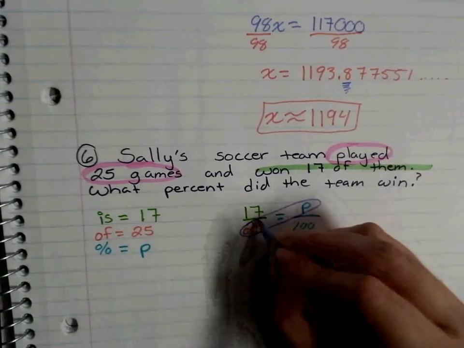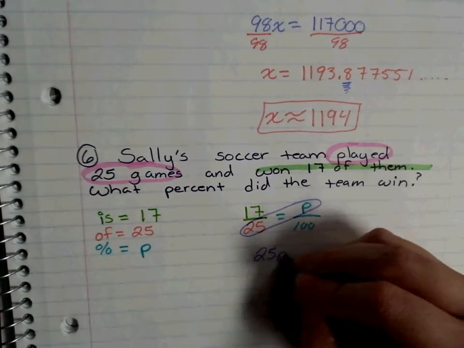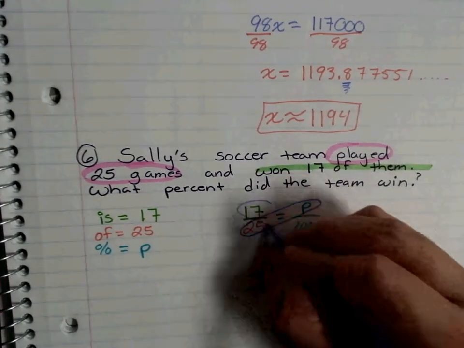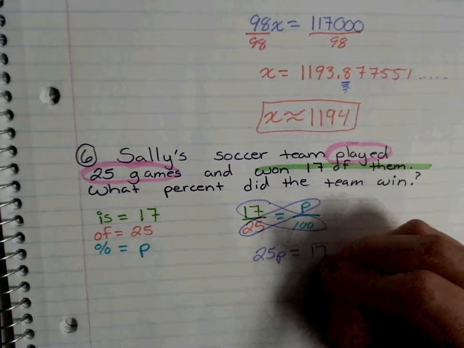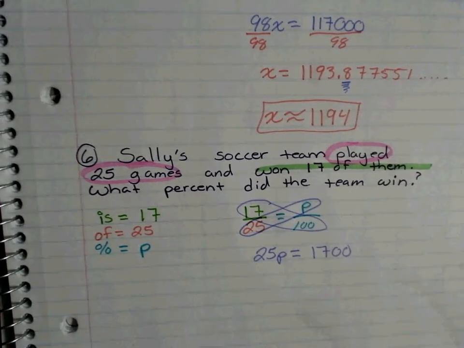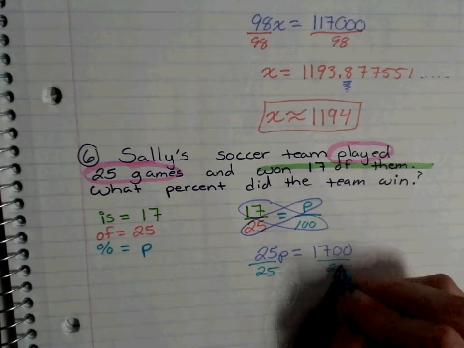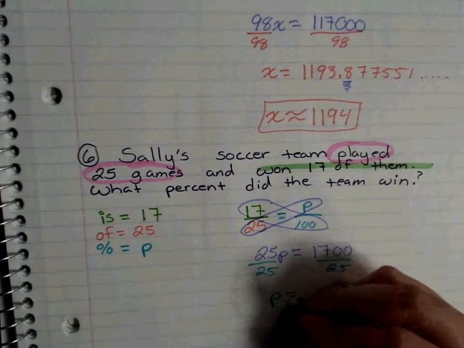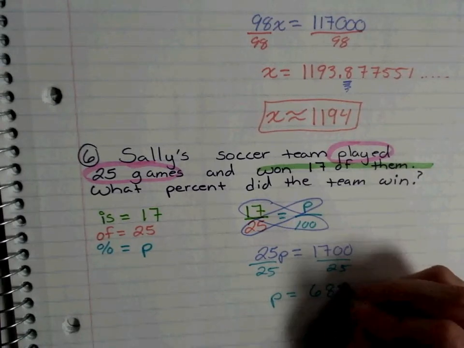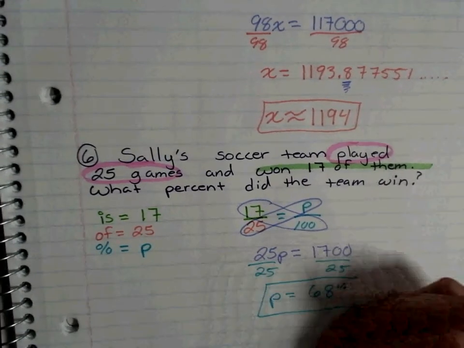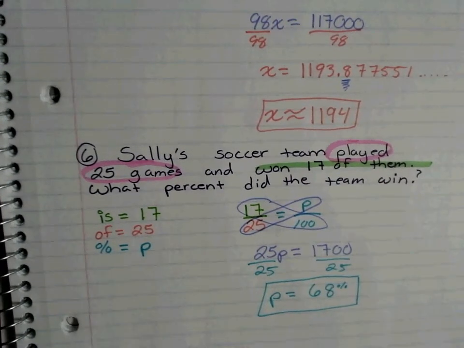So once you get that proportion set up, you guys are golden. You know how to do your cross product to solve. You multiply 25 times P to get 25P. Then you multiply 17 times 100, and you get 1,700. And then you're going to divide by 25, and you'll get your percentage is going to be 68%.